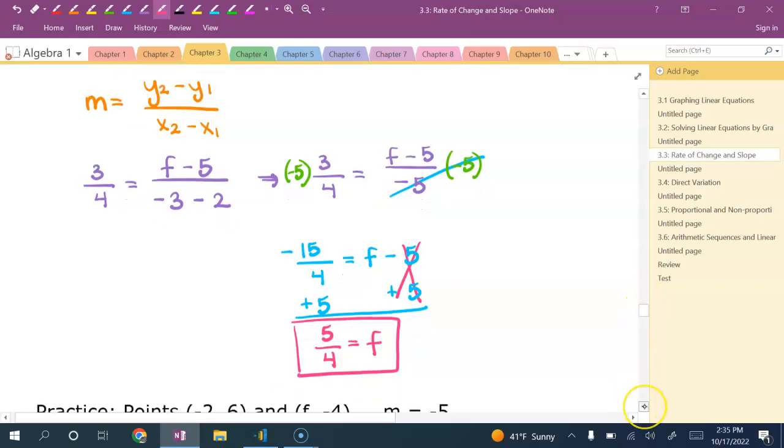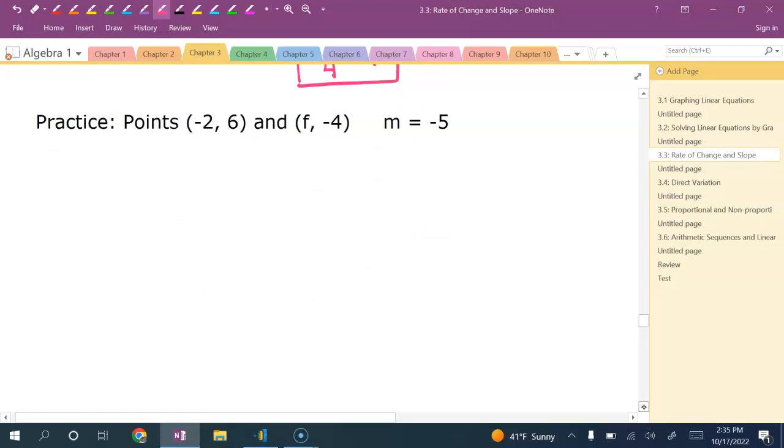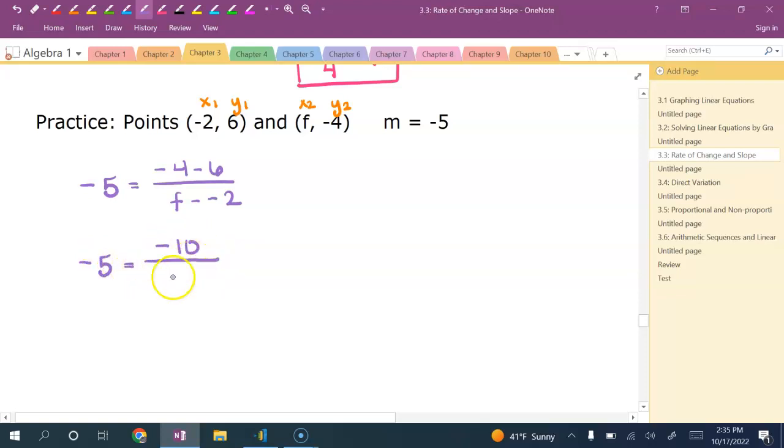So let's take a look at these last couple of problems here. We're going to do this next practice one together, and then I'll let you try to do one on your own. So again, I'm going to start by labeling this x1, y1, x2, y2. Plugging it into my slope equation, it's going to say negative 5 equals negative 4 minus 6, and then on the bottom f minus negative 2. So this would become negative 5 equals, on the top you're going to have a negative 10, and then the double negative there for the f minus negative 2, I would change that to f plus 2.